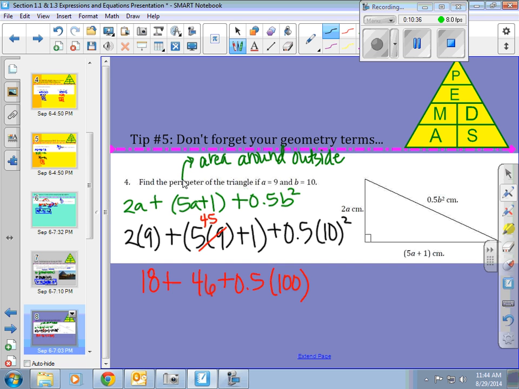Simplifying a little bit further, we have 18 plus 46 plus, now we just have to say, well, what is half of 100? Well, we know half of 100 is 50. Okay, so if I go ahead and add those three numbers together, I would have 114 centimeters. And my perimeter is one-dimensional, so it is just centimeters.